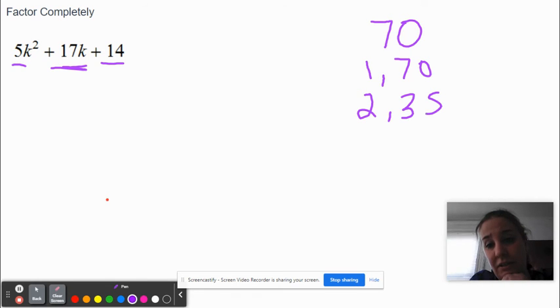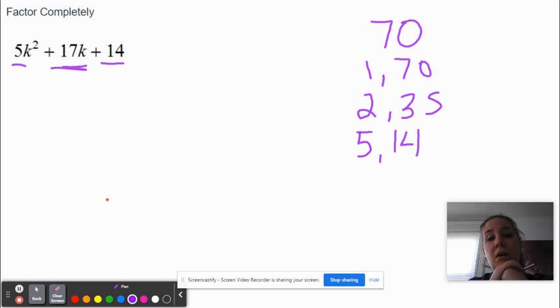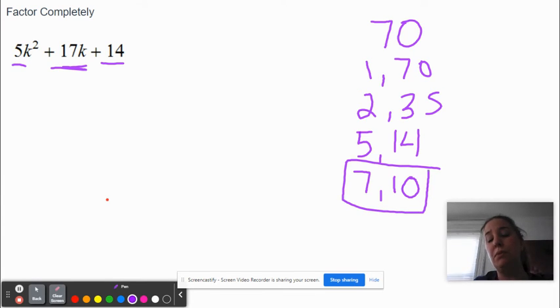3 does not go into 70. 4 does not. 5 and 14 does, but that would add to 19. So we're getting closer, but those are not our magic numbers here. 6 does not go into 70. 7 and 10. Ding, ding, ding! So as much as you would like to think, great, we're done, not quite. Like I said, these problems are a little involved.